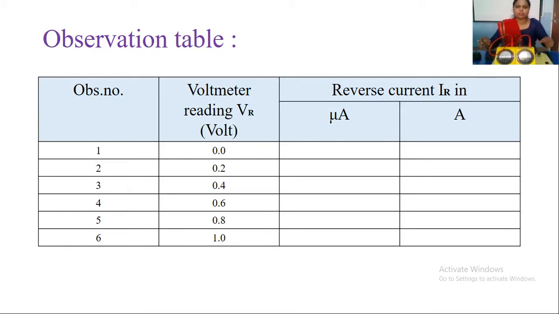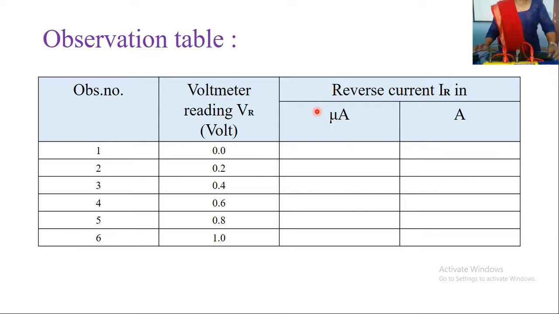So now, firstly we will set the voltmeter reading 0. 0 means there is no current flowing. So I have put up the key, that means current is now flowing. But as you can see, for the initial condition, when the voltmeter is 0, microammeter is also 0. That means when no voltage is applied, no current will be flowing. So you will write, for 0 volt, current is also 0 microampere.